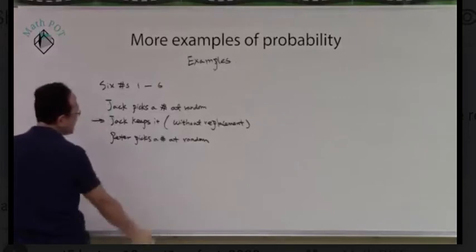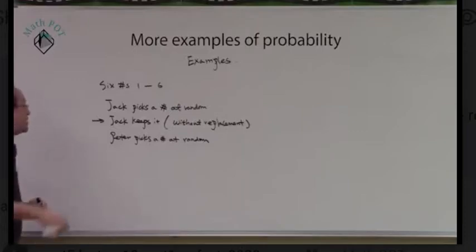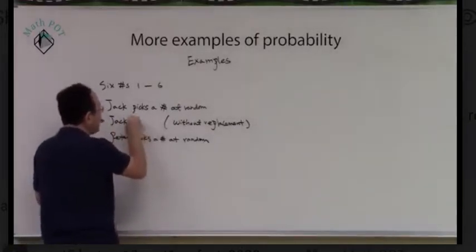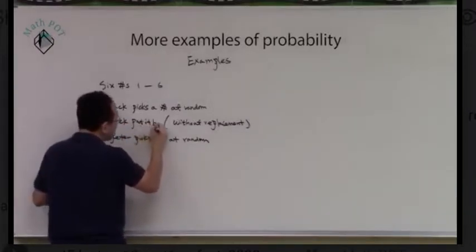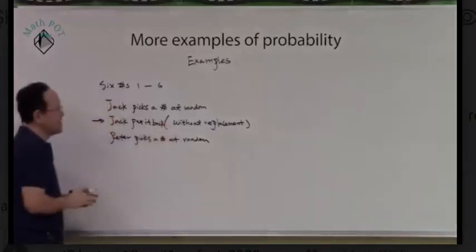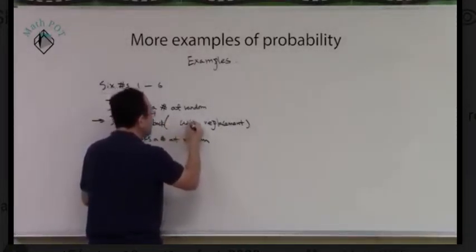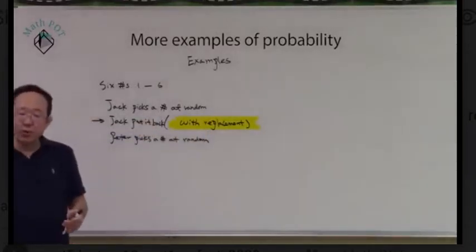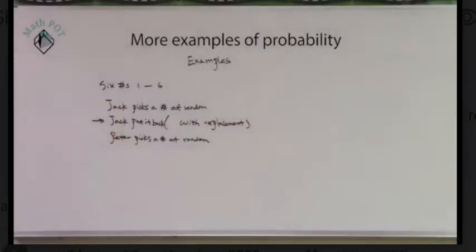So I'm going to change this one. In the last 2 examples, Jack picks 1 and keeps it. How about Jack picks 1 and puts it back? This situation we call with replacement. With replacement basically means a person picks 1 and then puts it back. That is how to understand this one.